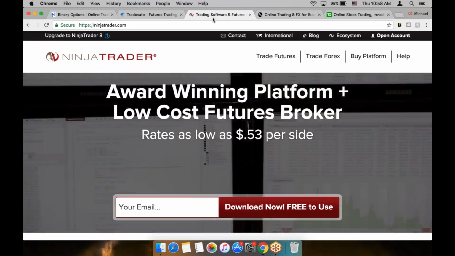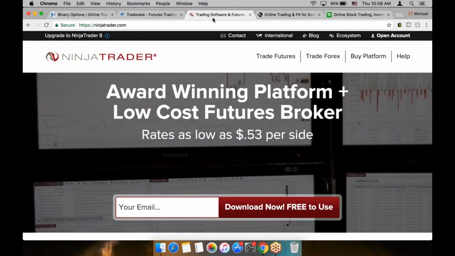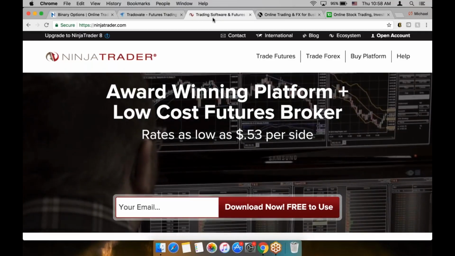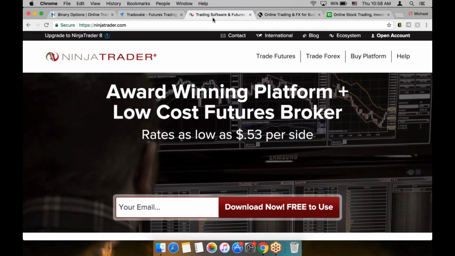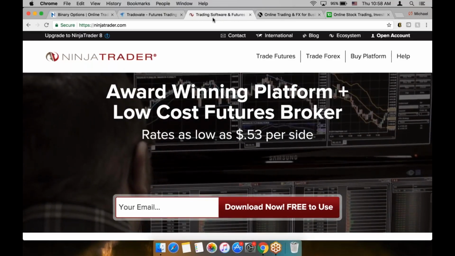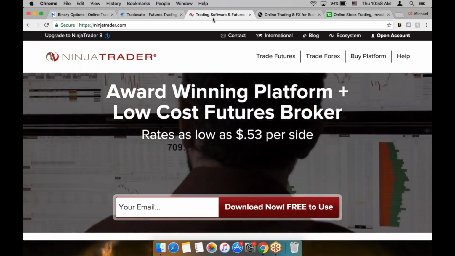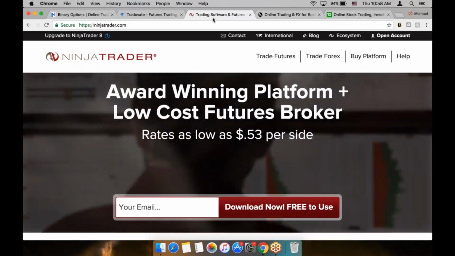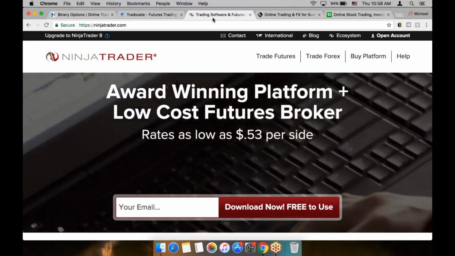It's a 1 to 5 risk to reward, so $100 risk with the 2 point stop loss, and we have a $500 potential gain. So what this allows you to do is, first of all, mitigate your risk and preserve a $2,000 account.